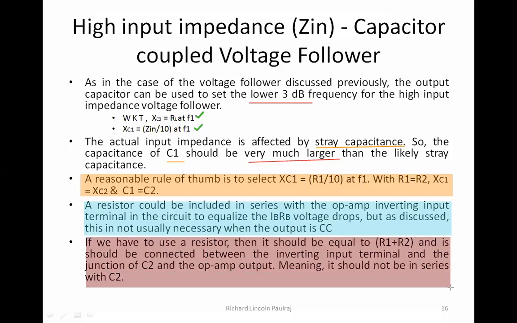It's important. If you have to use a resistor, then it should be equal to R1 plus R2 and should be connected between the inverting input terminal and the junction of C2. So this C2 is kept in the feedback line, meaning it should not be in series with C2. You can put it in parallel with C2, but not in series, if you are compelled to use a resistor there in order to tackle these stray capacitances.